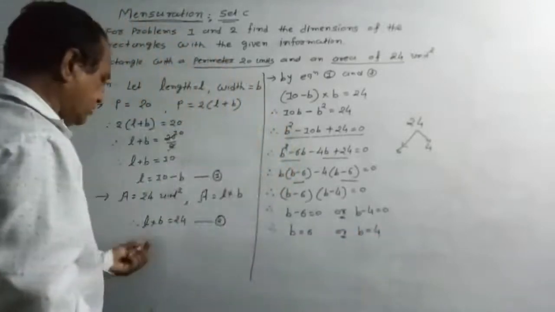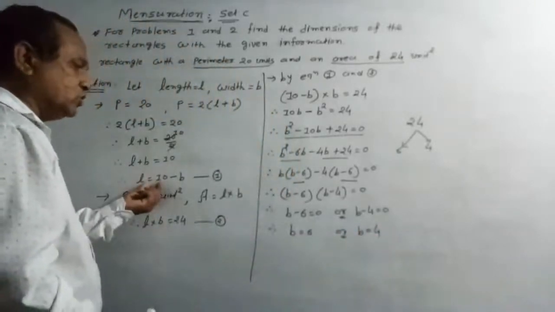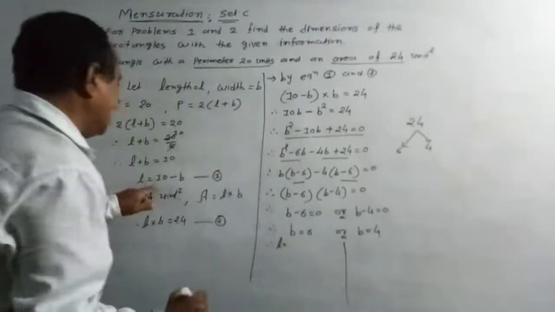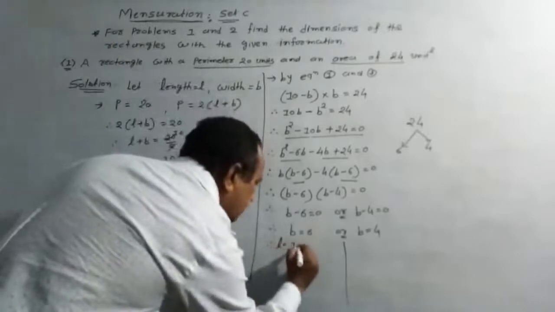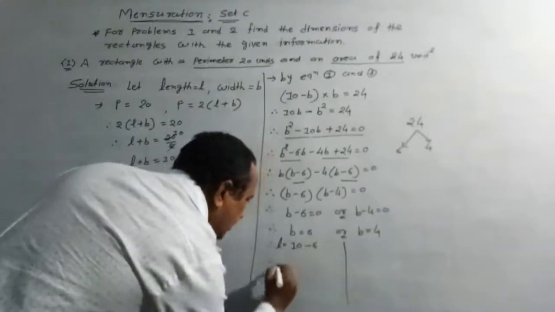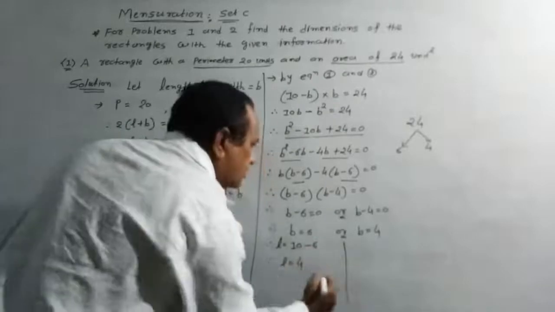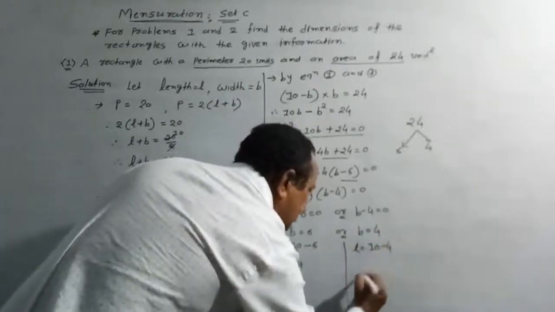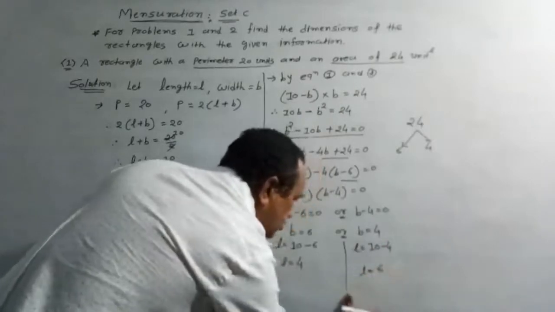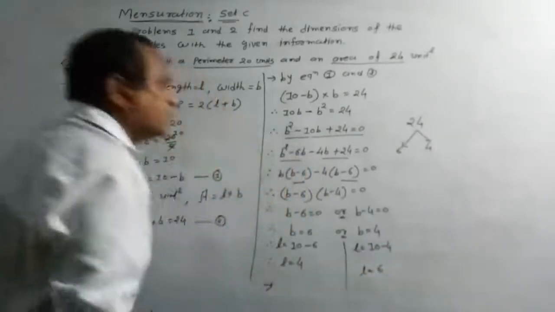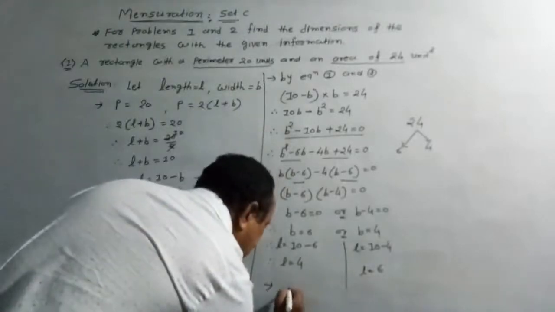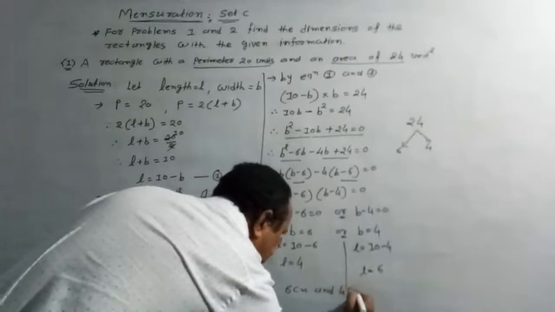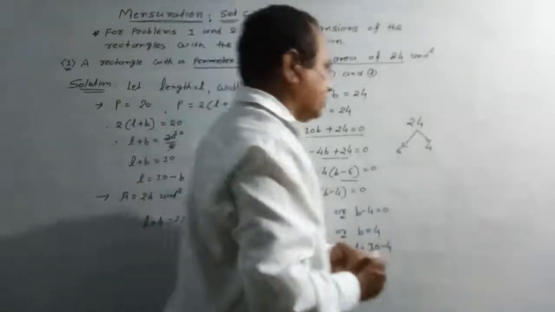Now by equation number 1, L is equal to 10 minus B. When B is equal to 6, L is equal to 10 minus 6, so L is equal to 4. When B is equal to 4, L is equal to 10 minus 4, so L is equal to 6. So our answer: L is equal to 6 centimeter and 4 centimeter. First example is complete.